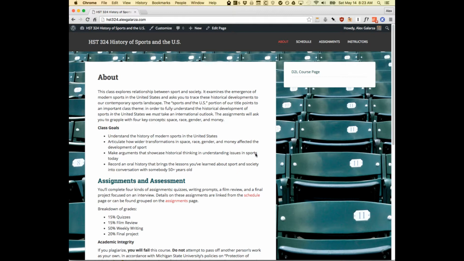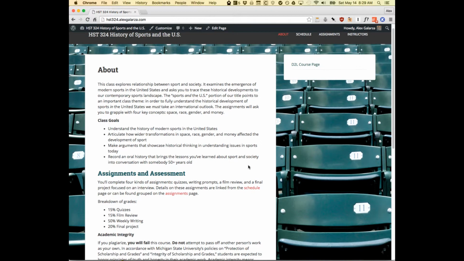Too many of the games that we're going to be talking about in this class, really their stories are about placing the United States into conversation with somewhere else. So that's why it's sports and the United States. And the other reason for changing the title is to signal that not everyone thinks about the United States as America, especially Latin Americans.